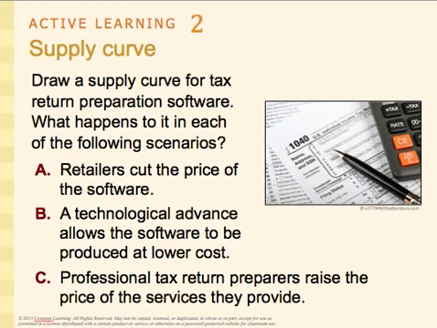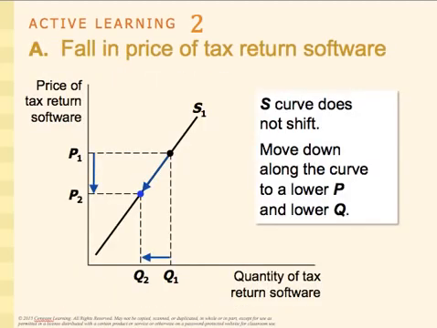Now, just to be clear, tax return preparation software means programs like TurboTax by Quicken or TaxCut by H&R Block, or an online service that you use to do your taxes versus using, say, an accountant. So let's take a look at the first example, a fall in the price of tax return software. Tax return software is what we're concerned with here primarily. It's on this vertical axis here: price of tax return software versus the quantity of tax return software.